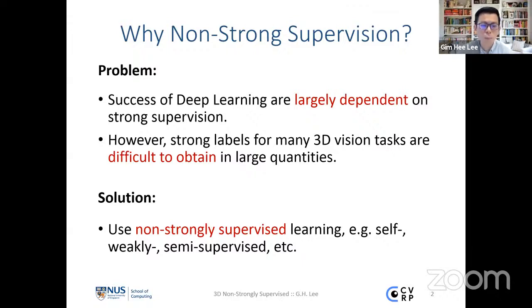However, there's a very big bottleneck in many of these deep learning enabled tasks. It is largely dependent on the availability of strong labels. For many 3D vision tasks, these are very difficult to obtain in large quantities. So the solution which we think should be used to mitigate this bottleneck would be to use non-strongly supervised learning, such as self-supervised learning, weakly supervised learning, and semi-supervised learning. Of course, it's not limited to these three techniques. There are several other techniques which can also be classified under non-strongly supervised learning.